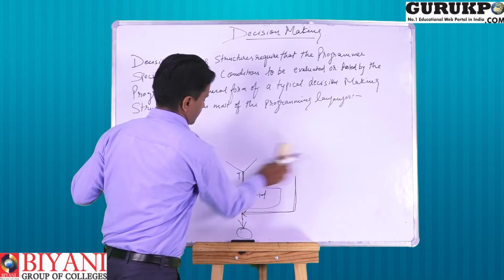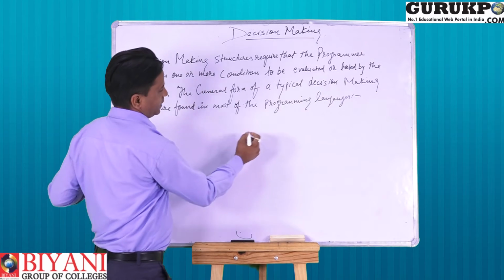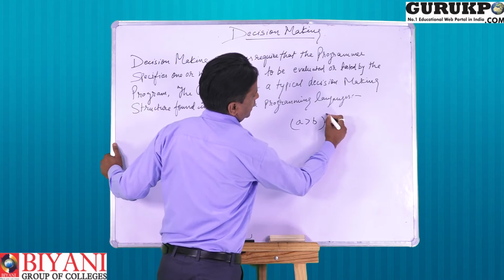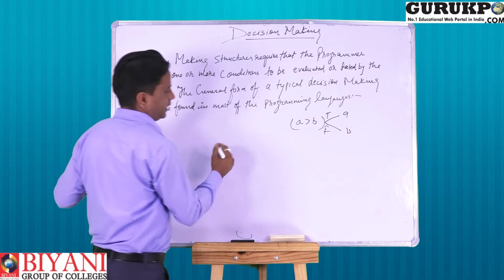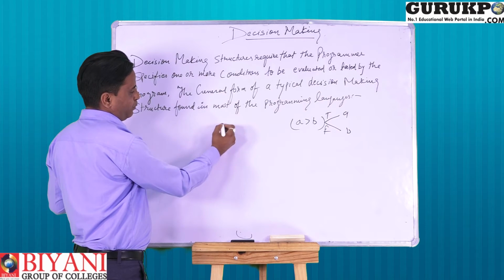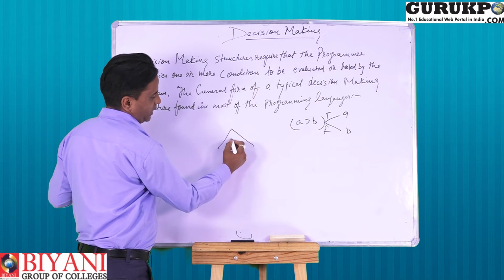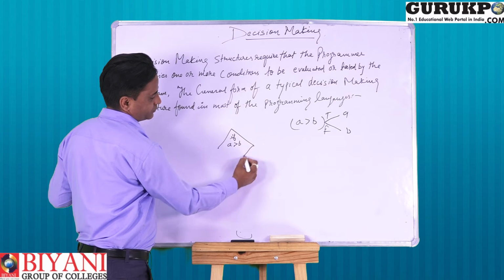For example, we have to find the largest among two numbers. So we have to use logic: A is greater than B. If true, then A is the largest, otherwise B. And we use the decision making tree. We input the values, then in the decision box we check if A is greater than B.